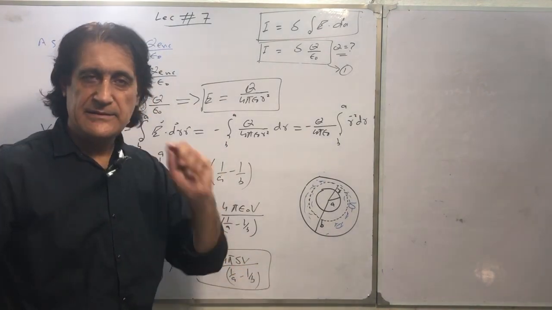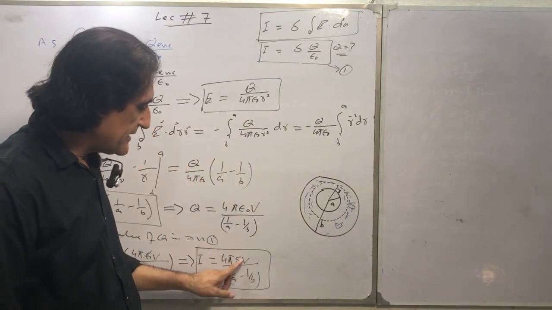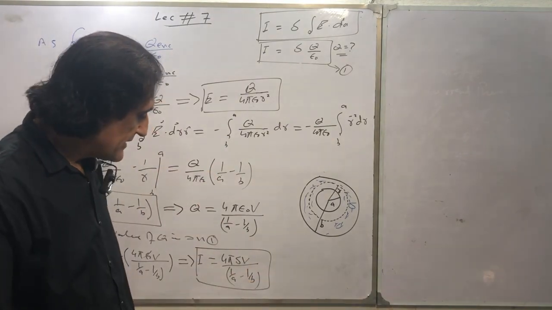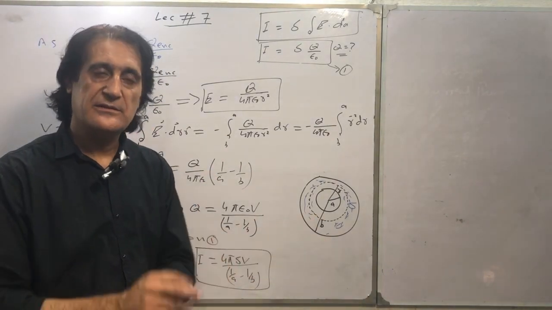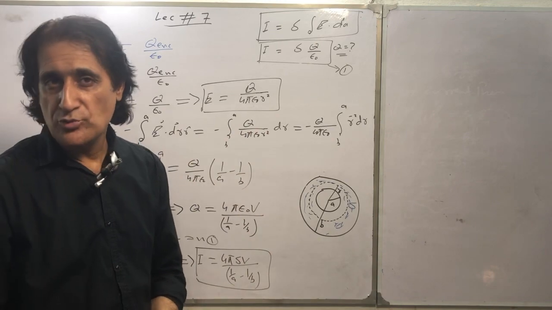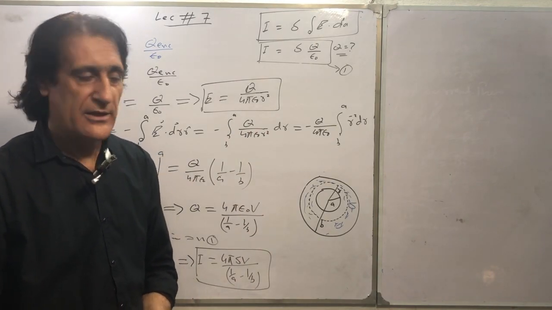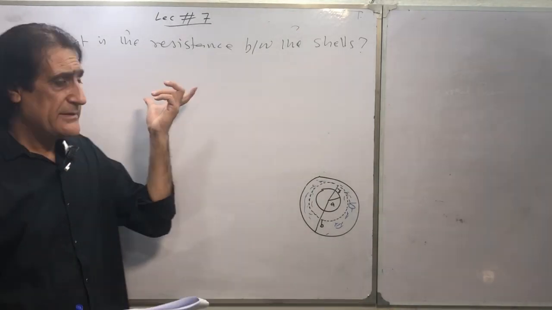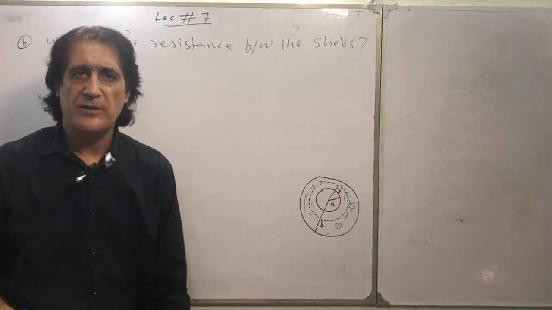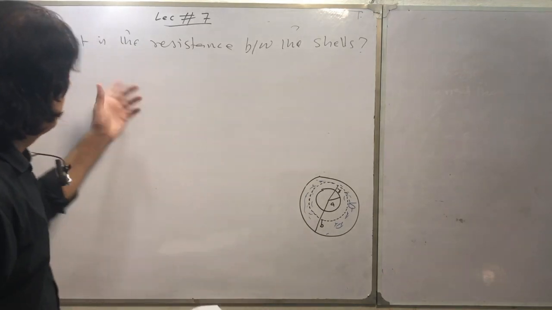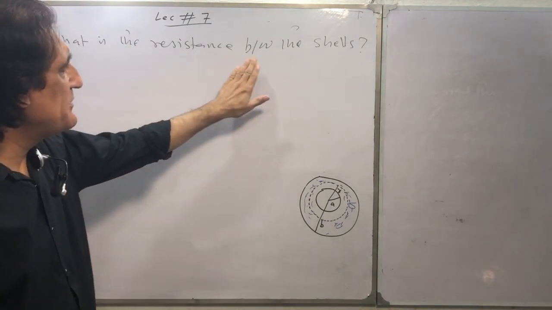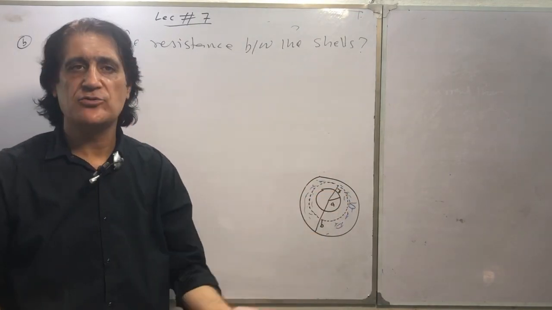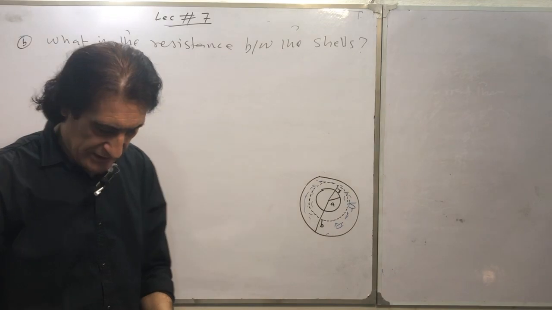because in the question we have given that V is the potential, sigma is the charge density, and A and B are the radii of these two spherical shells. And the B part of this problem 7.1 is: what is the resistance between the shells? These are the two shells, and we have to find out the resistance between these two shells.